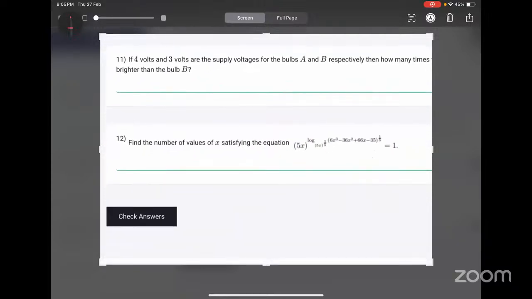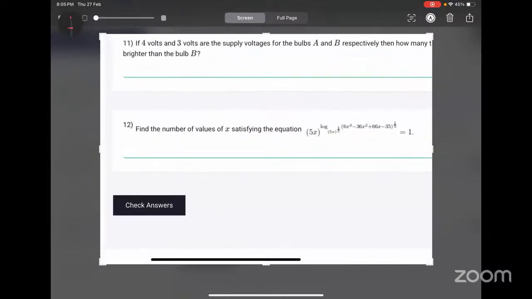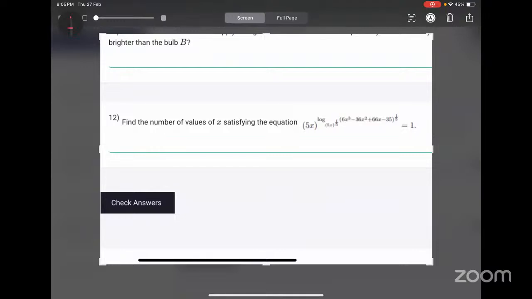Yeah. So how did you proceed? Ma'am, there were some rules of logarithms that we used. So what should be the first step here?